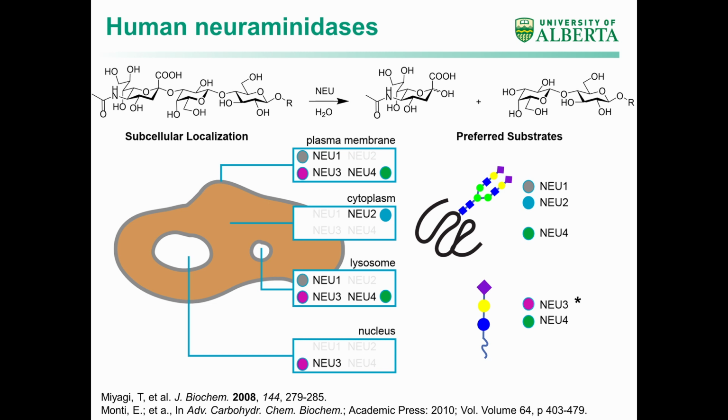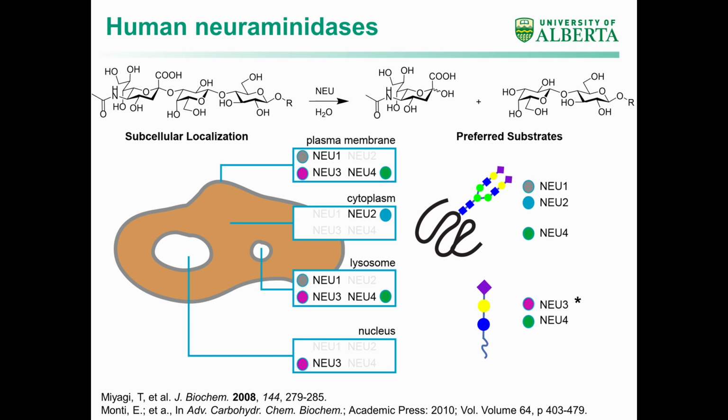The ones that we know are at the plasma membrane are NEU1, NEU3, and NEU4. These are also found in the lysosome, because you can imagine these are shuttling back and forth. NEU2 is a cytoplasmic enzyme, and NEU3 has been reported to be at the nuclear membrane as well. Other general things we know about these enzymes, they prefer different substrates. So NEU1, 2, and 4 are known to generally, and I'll clarify that a little, modify glycoprotein substrates. They like N-links, and the ones that modify glycolipids are NEU3 and NEU4.